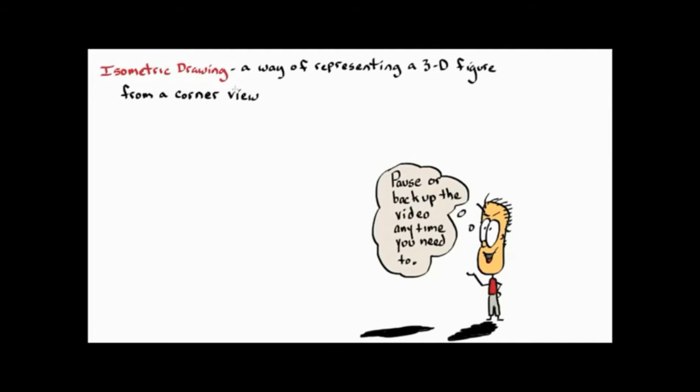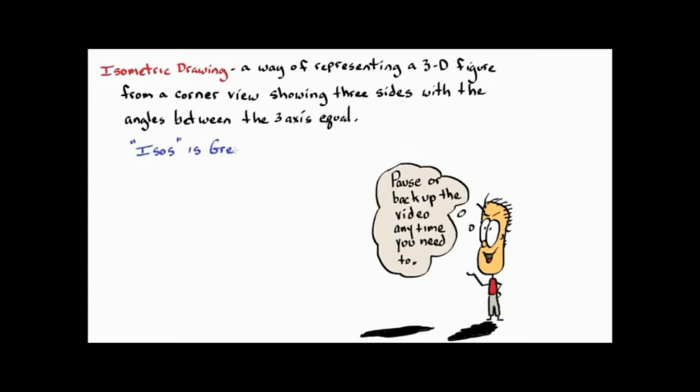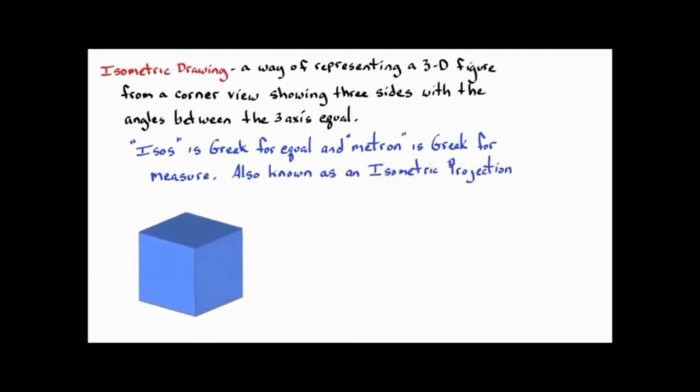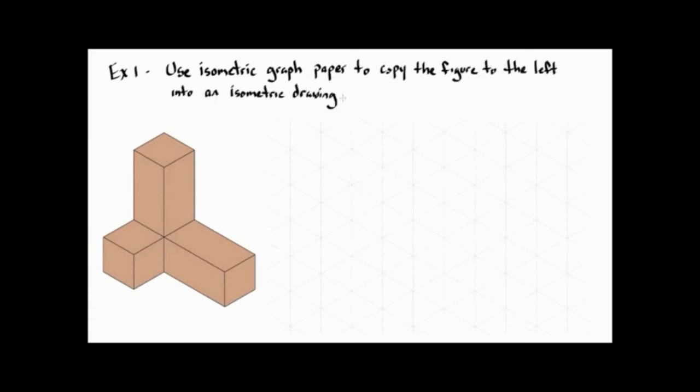Isometric drawing: a way of representing a three-dimensional figure from a corner view, showing three sides with the angles between the three axes equal. Isos is Greek for equal, and metron is Greek for measure. It is also known as an isometric projection. Let's try something a little more challenging with example 1. Use isometric graph paper to copy the figure to the left into an isometric drawing.